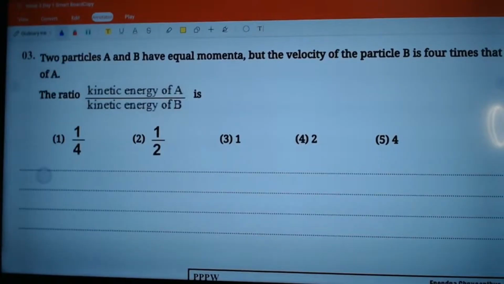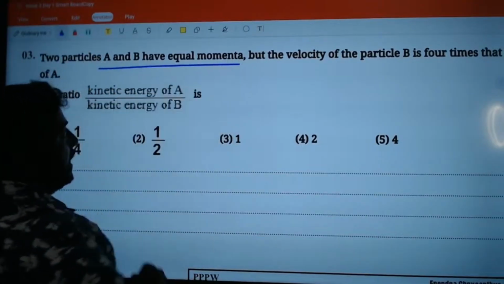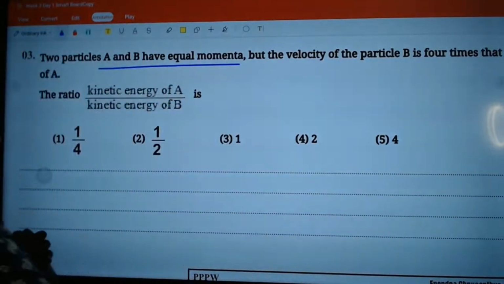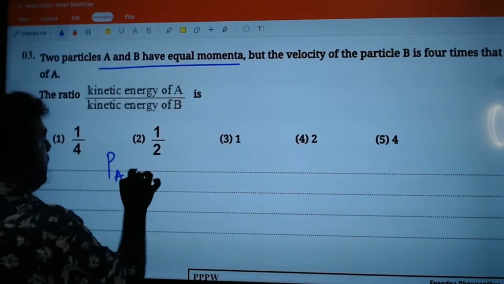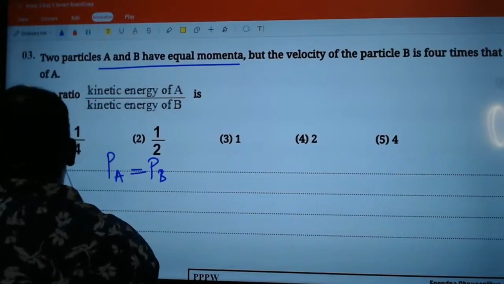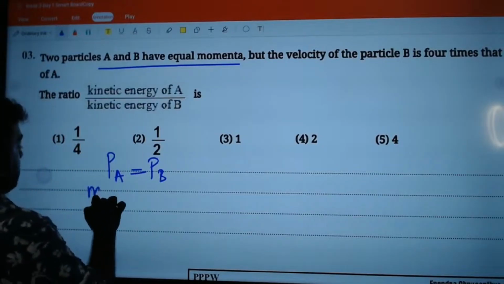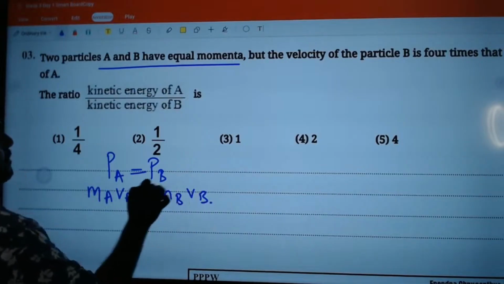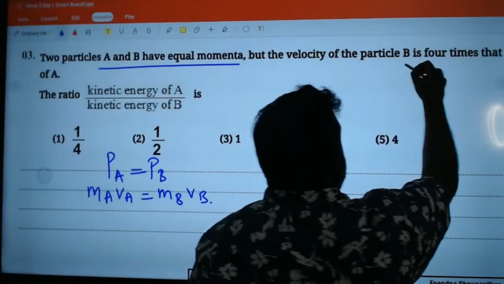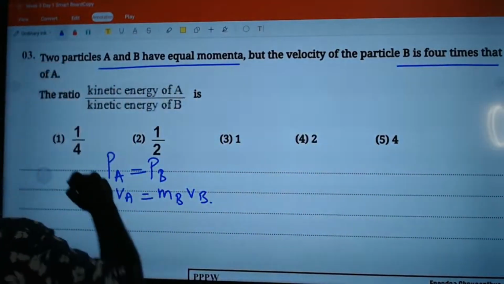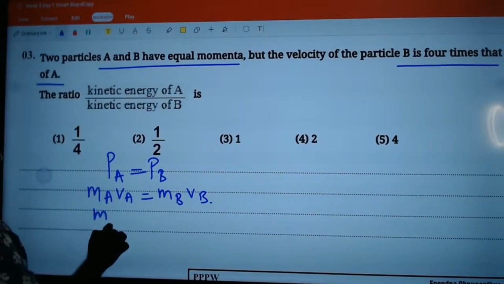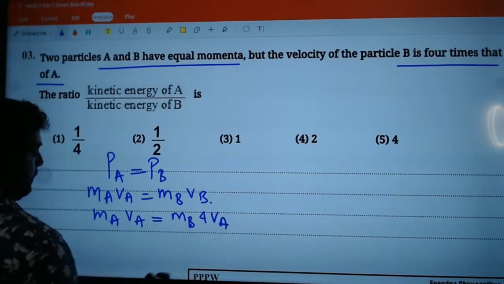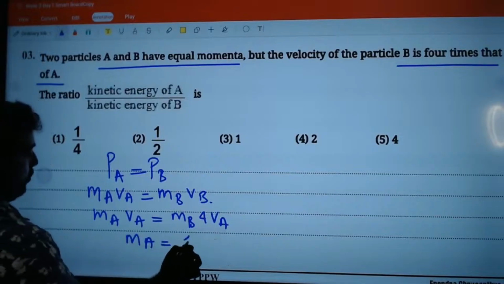Third question. Two particles A and B have equal momenta. What do you mean by equal momenta? Same momentum. Same momentum means PA equals PB. So MAVA equals MBVB. They are telling you particle B velocity is 4 times that of A. So MA is equal to 4 times MB.